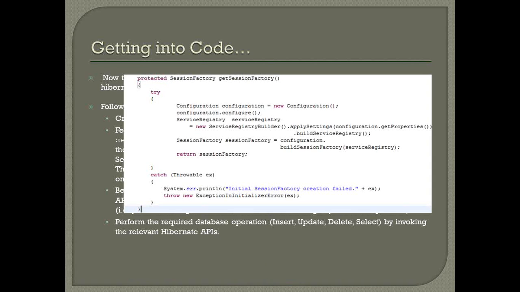Right. So what we'll do now is get into code. As I said, the first step is we need to create a session factory, and the code to create a session factory is very straightforward. It's a standard piece of code which you'll just be copying and pasting. Nothing specific to your application, nothing specific to your business functionality.